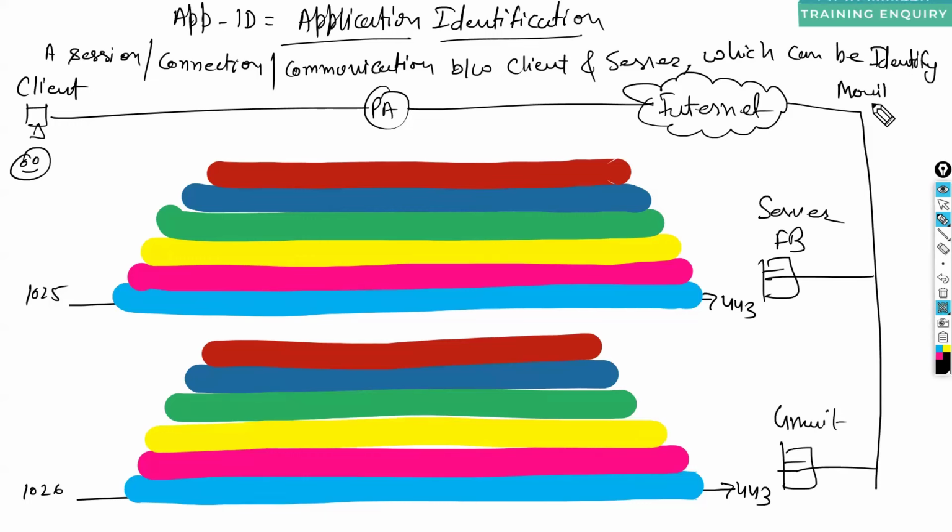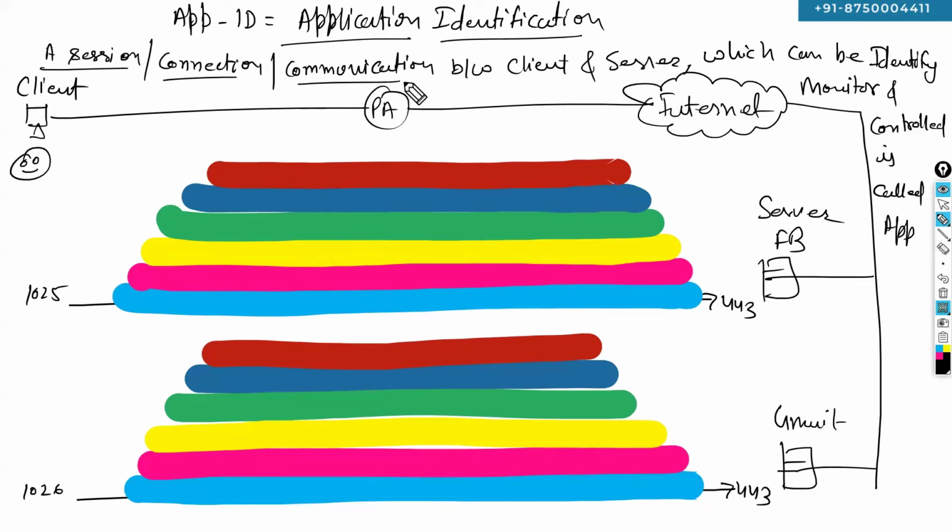monitored and controlled, is called an application. Palo Alto says that a session, connection, or communication between client and server, which can be identified, monitored, and controlled, is called an application. Palo Alto Firewall can identify the session, connection, or communication that the client is using first of all.